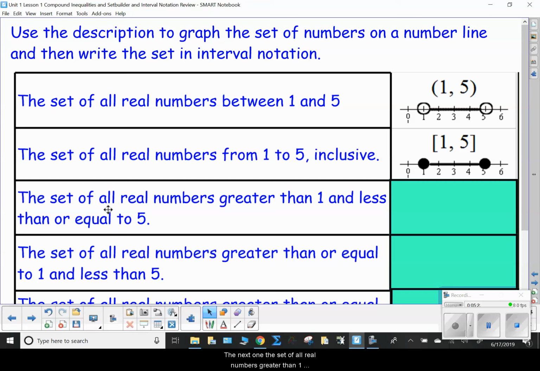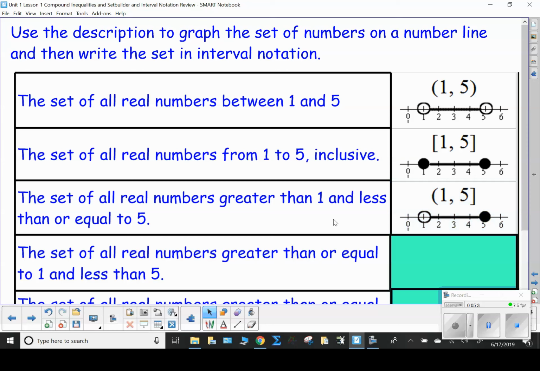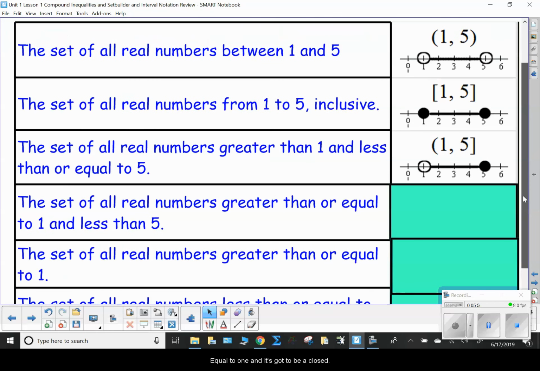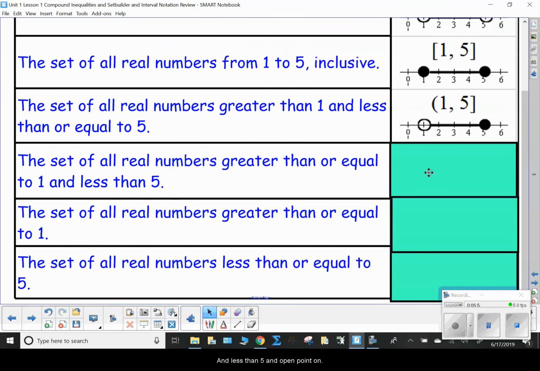Now, the next one, the set of all real numbers greater than 1 and less than or equal to 5, we have an open point at 1 and a closed at 5. The set of all real numbers greater than or equal to 1, if it's equal to 1, then it's got to be a closed point, and less than 5, an open point on 5. And so we use a bracket and a parenthesis.